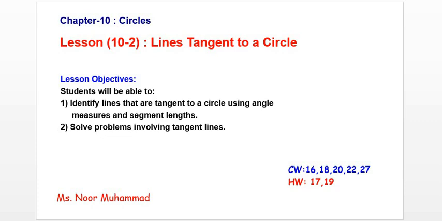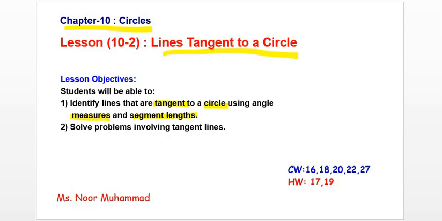Bismillahirrahmanirrahim. Chapter 10, Circles, and this is the second lesson, lines tangent to a circle. Our main objective is to identify lines that are tangent to a circle using angle measures. This is the first part of the lesson, and I'll explain this part of the objective with the help of the theorem given in the lesson. Then it says and the segment lengths, and in the second part we will solve problems involving the tangent lines.